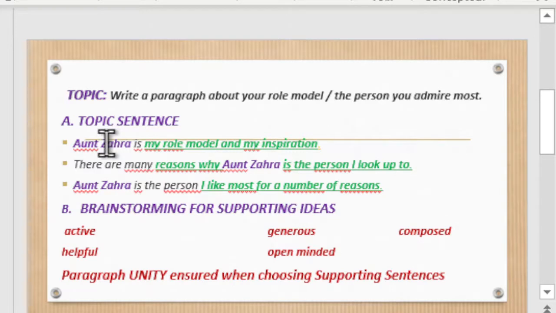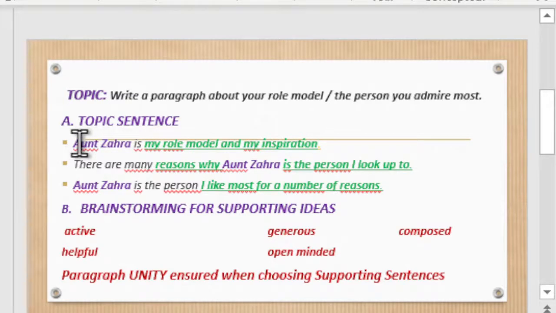If you remember in a previous video, I worked with a paragraph where Aunt Zahra was the hero. So I'm going to remain faithful to Aunt Zahra, and I'm going to write a paragraph today, right in front of you, a paragraph about her. It's going to be more or less about the same paragraph, because I wrote that paragraph and I want to share with you the process that I engaged into before I was able to write it.